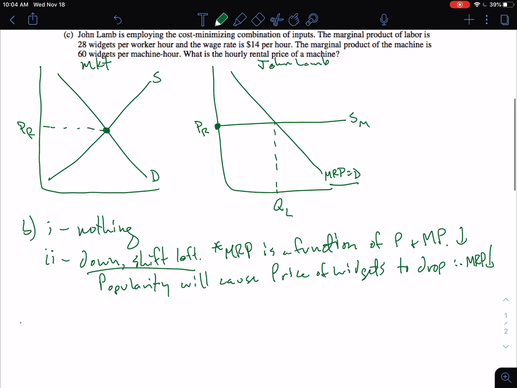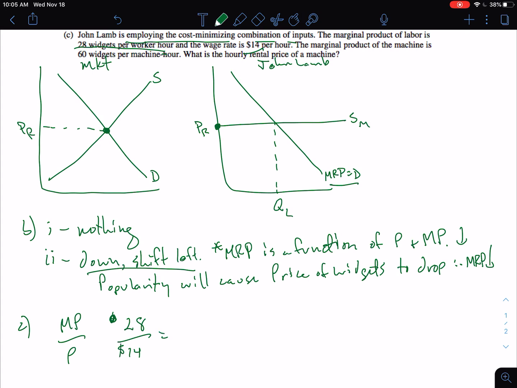And now we get on to C. So John Lamb is employing the cost minimizing combination of inputs. And what that means is we know that a formula will work because we are told that they are currently employing the cost minimizing combination of inputs. So we're going to use MP of whatever over P of whatever. And what we have is MP of labor over P of labor. So 28 items, that's MP. Labor can make 28 widgets for $14 an hour.